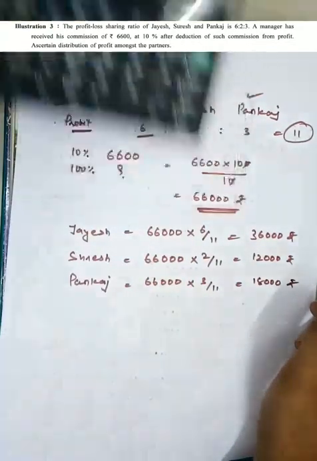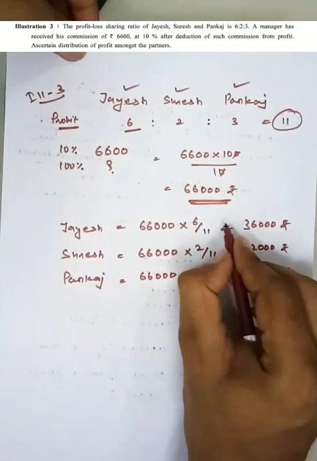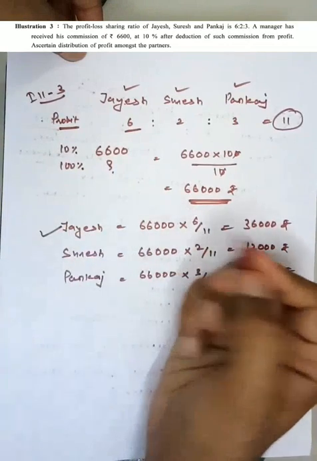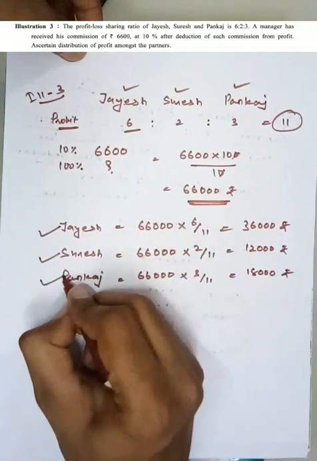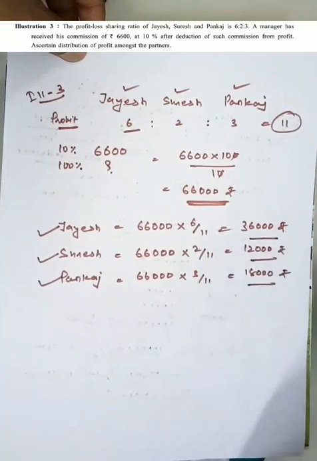So this is your answer: 36,000, 12,000 and 18,000. So Jayesh will get 36,000, Suresh will get 12,000 and Pankaj will get 18,000. So these are your answers to this question.